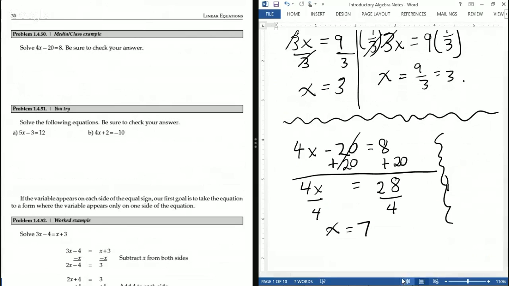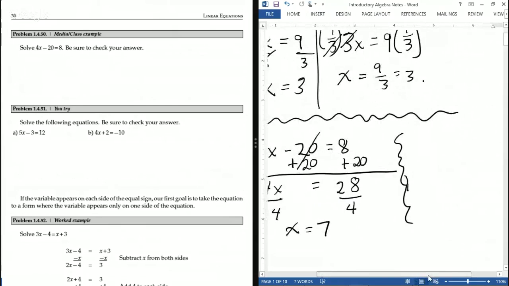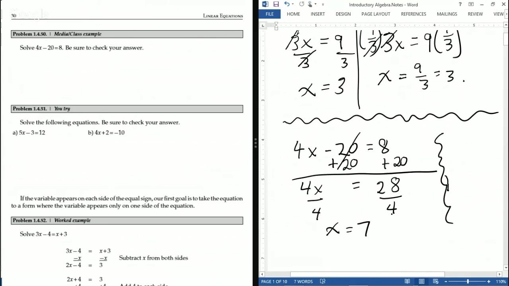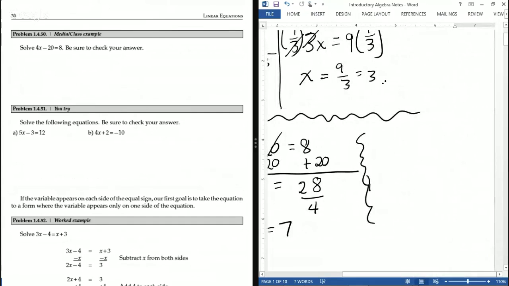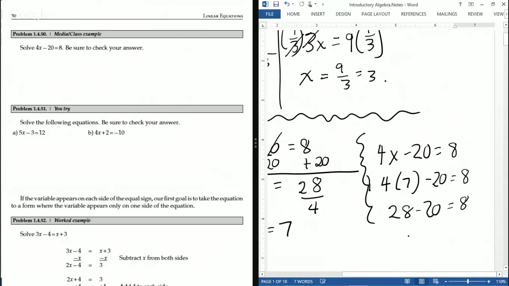I could check that by plugging... let's see, hold on. My original problem is 4 times x minus 20 equals 8. Let's check that. 4 times 7, let's plug 7 into x. Let's see if it's true, if we get an identity or not. Turns out that I get 28 minus 20 equals 8, and that's 8 equals 8.